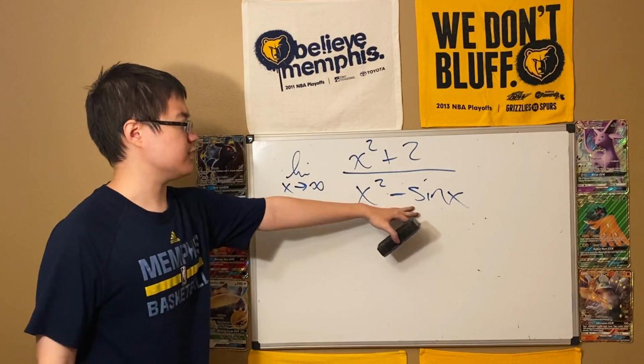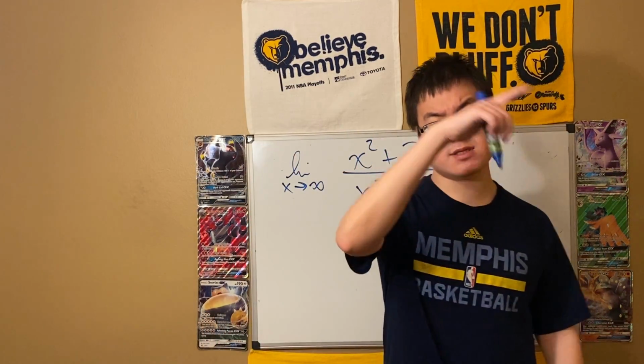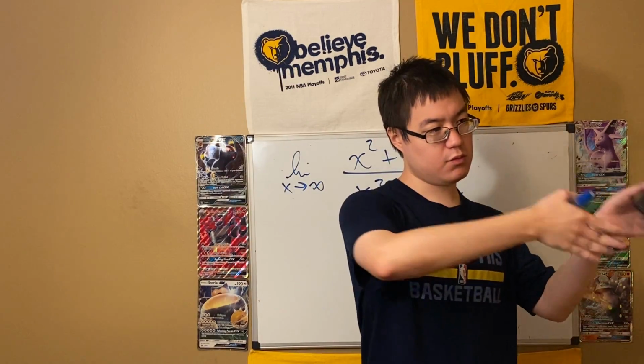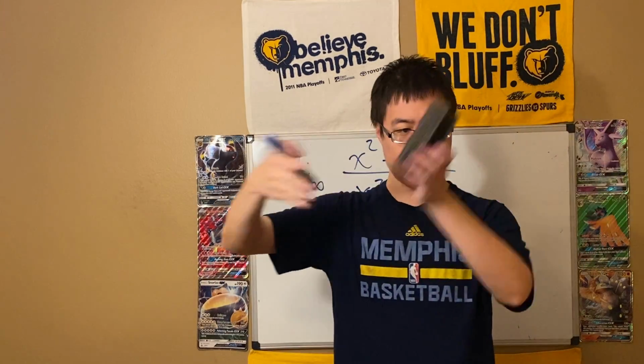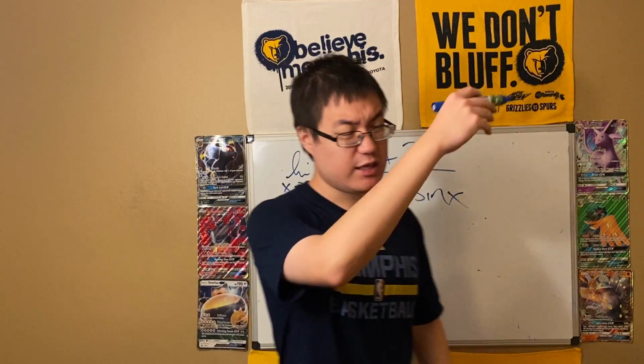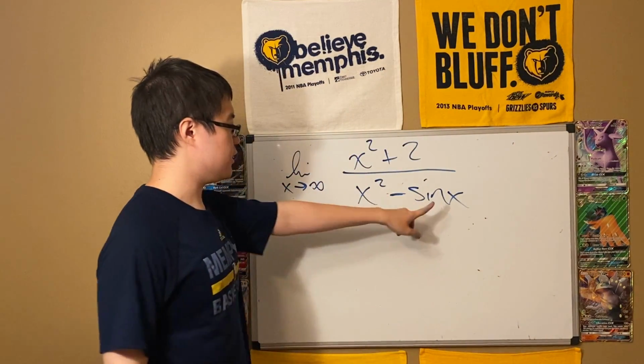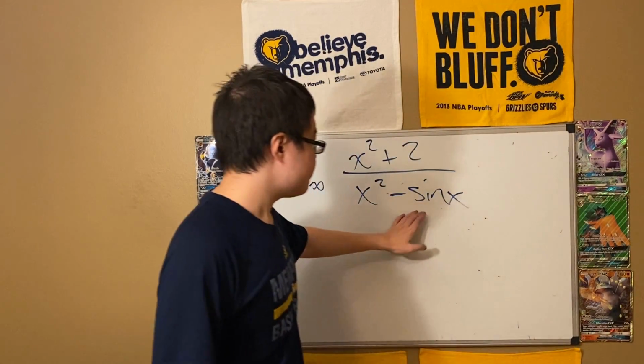The annoying part about this is, of course, the sine. What happens when you plug in sine to infinity? Well, if you don't know, sine oscillates like this. But no matter if you go to infinity, it'll just keep oscillating forever. So the limit as x goes to infinity of sine of x actually doesn't exist, because you're just oscillating, oscillating, oscillating.